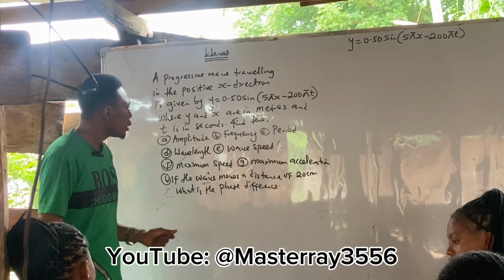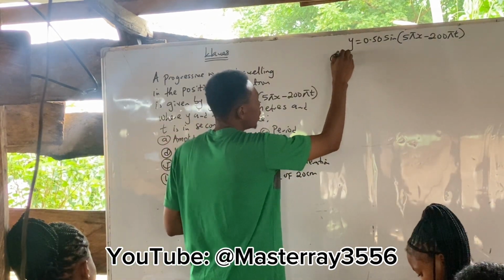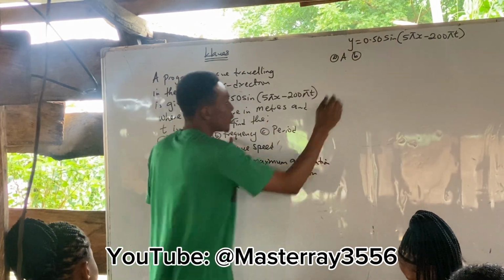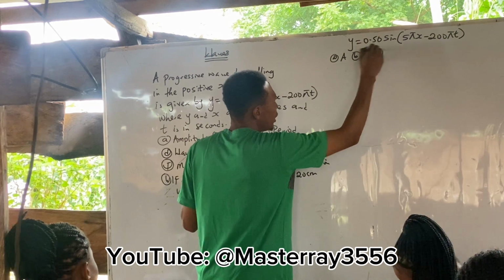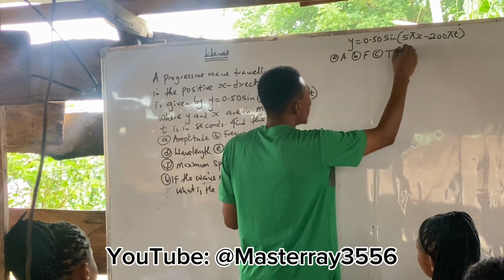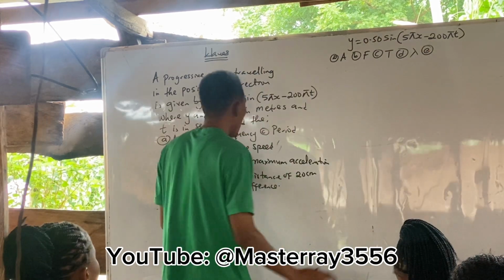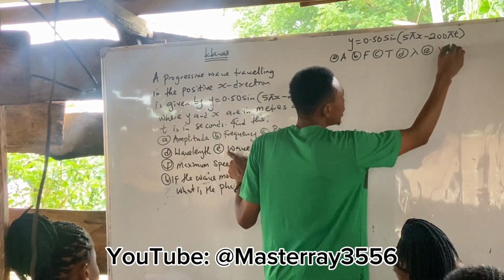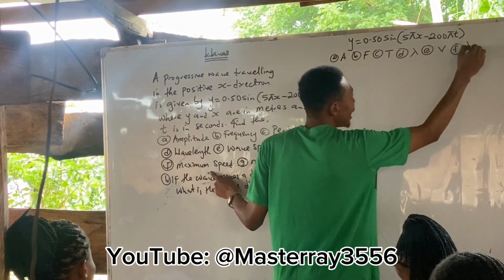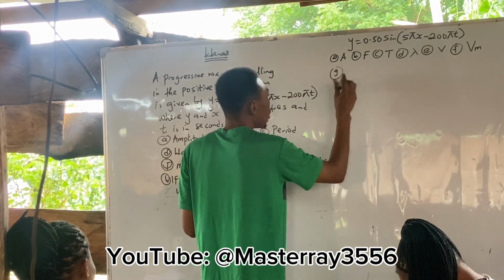All right, then we are asked to find the following. Number one, amplitude, which is A. B, frequency, that's f. C, period. D, wavelength. E, wave speed. F, wave number, right? G, wave mass.